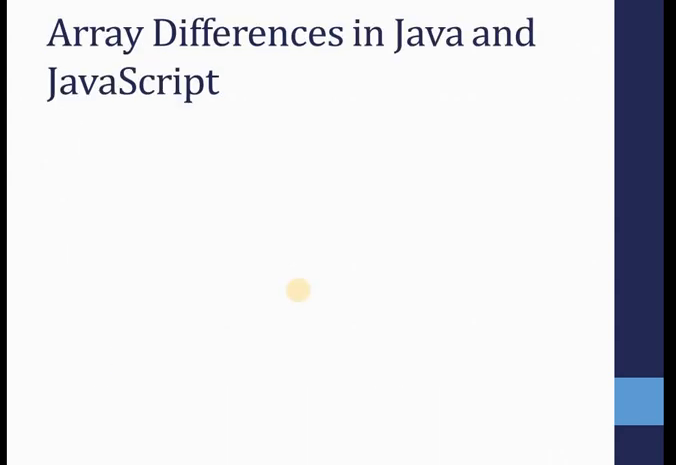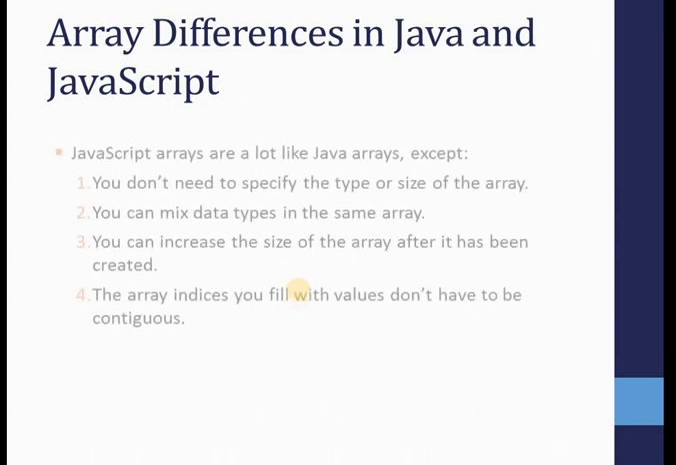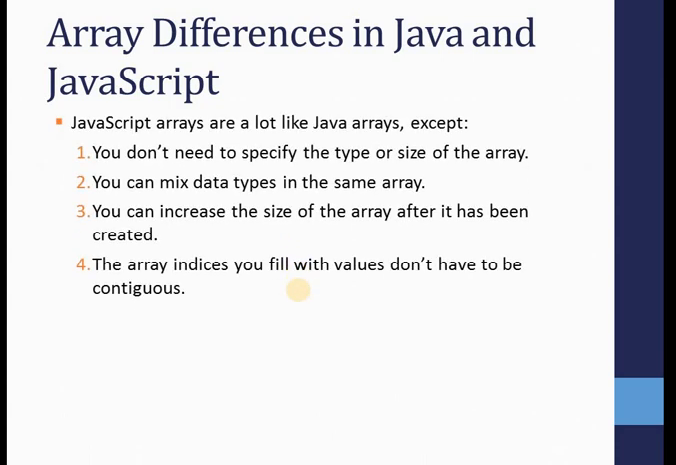Now what is the difference between arrays in Java and JavaScript? In JavaScript, arrays are not like Java arrays, except you don't need to specify the type or size of the array. You can mix data types in the same array. You can increase the size of the array after it has been created. Array indices you fill with values don't have to be continuous. That means, just in the console window, we have seen that I skipped an array index of 1. So you can skip indices if you want.